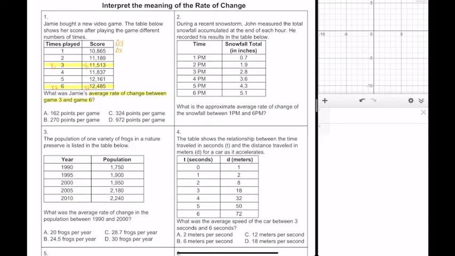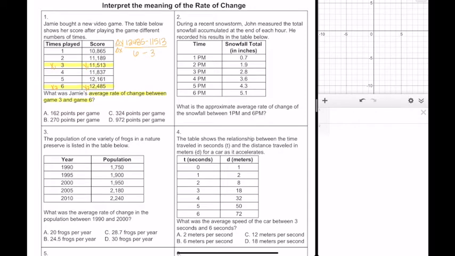of change. Now, when you're talking about the formula, really all you're doing is subtracting the y values and subtracting the x values. So on top, we will start by subtracting the bottom number because it's bigger. So 12,485 minus 11,513. And then to subtract your x values, since we started with this y value, on the bottom we have to start with that x value. So 6 minus 3.